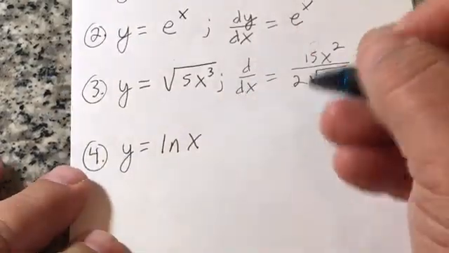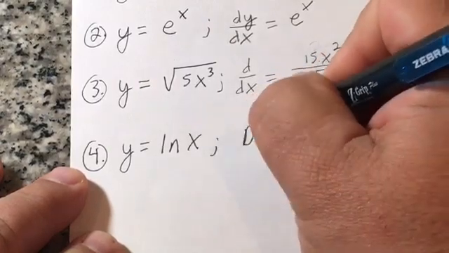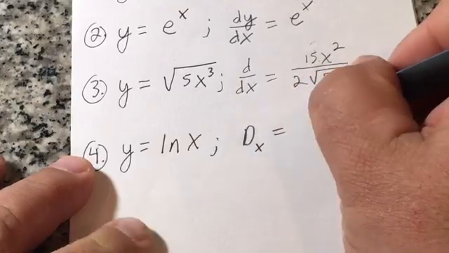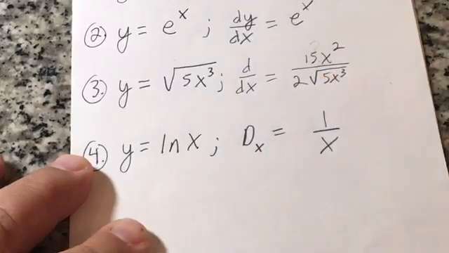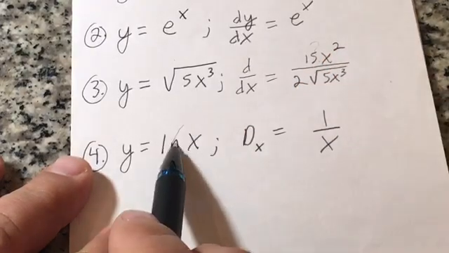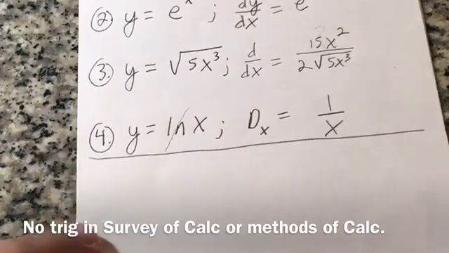The derivative of ln x, a way to put it is big D, little x. The derivative of ln x, and this one you're supposed to memorize, is just 1 over x. The best I can do to help you memorize it is to cross out the n, and it looks like 1 divided by x. Now we're going to do some trig derivatives.